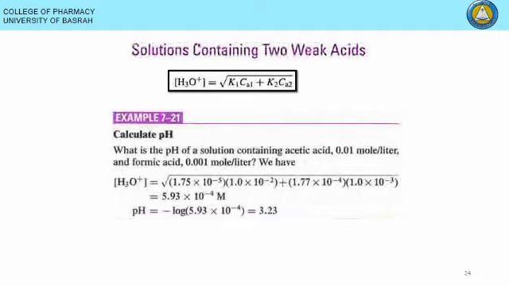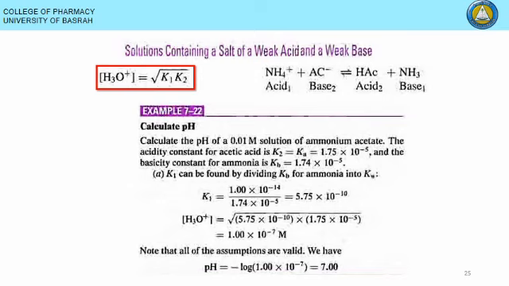Now if we have a solution of a salt of a weak acid and a weak base, for example, the salt ammonium acetate. So what is ammonium acetate? It's a salt composed from acetic acid, which is a weak acid, and ammonia, which is a weak base. When these react together, we will have ammonium acetate. So if we have ammonium acetate with a concentration of 0.01 molar solution, what is the pH of such a solution?